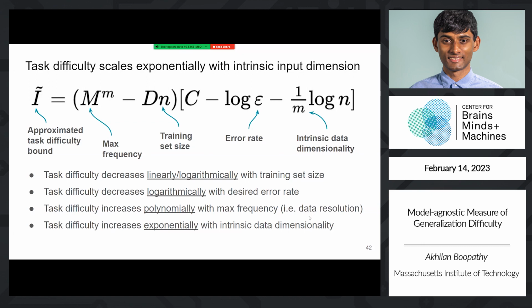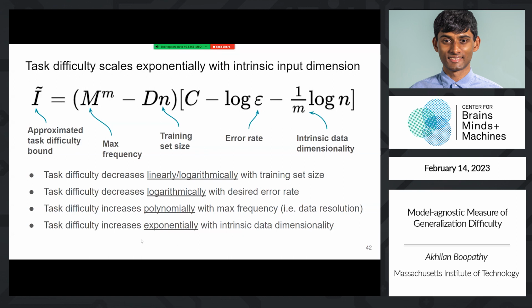Task difficulty increases with the maximum frequency of functions that we want to consider. And this maximum frequency we can really think about as the relevant resolution of functions on the data. So if we need to, for example, perform really fine-grained classification on an input space, then we might want to consider really high frequency functions on that space. And so the hypothesis space will become bigger, and so the task difficulty will become bigger.